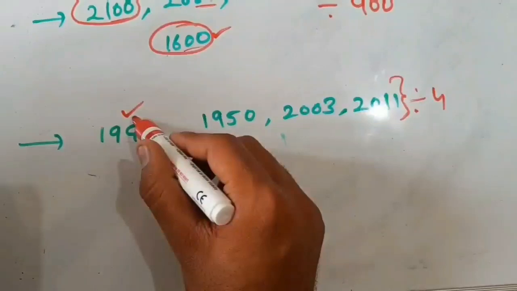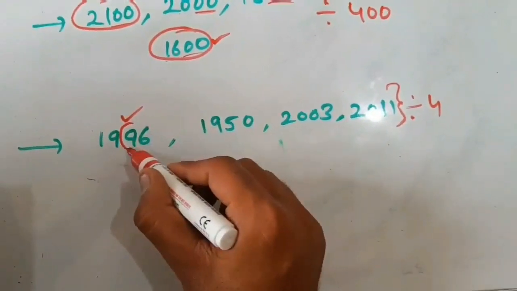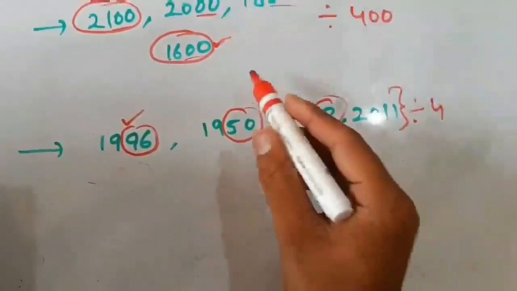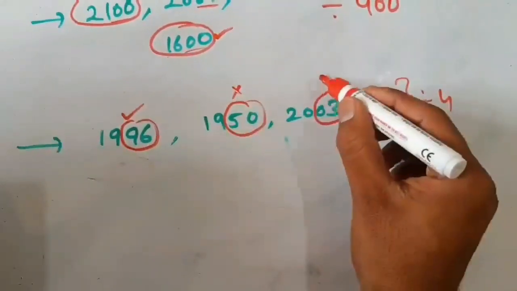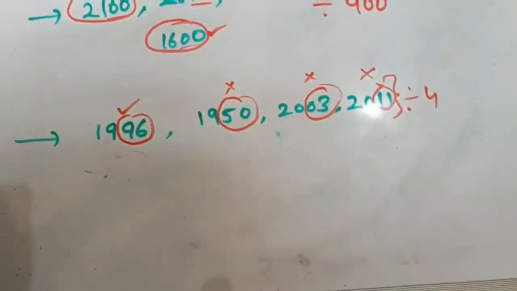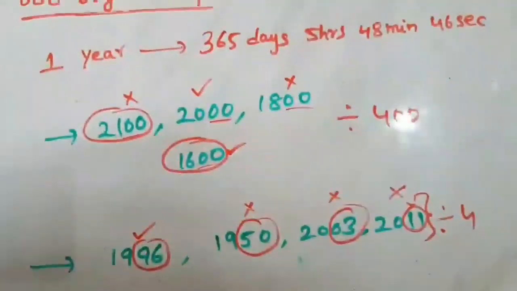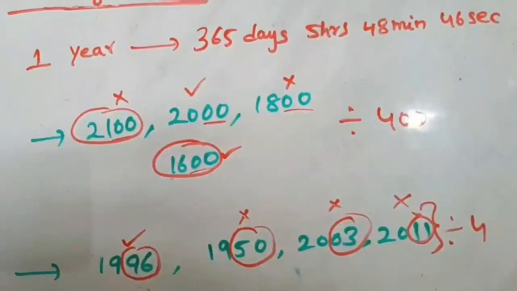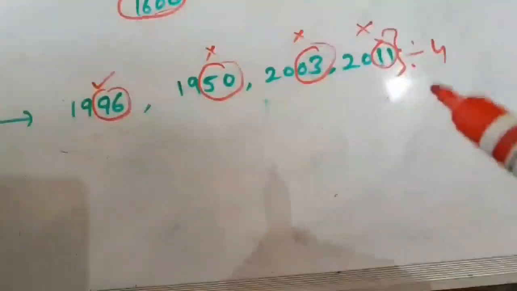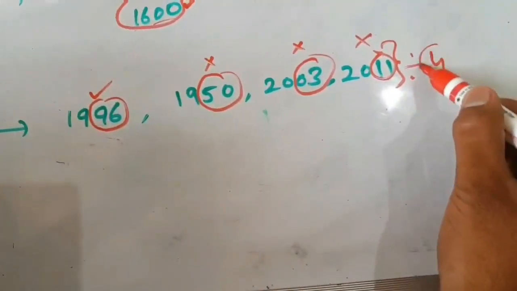Using the divisibility rule of 4, we have to check the last two digits. So this is not a leap year. This is not a leap year. This is not a leap year. Okay. For century years, if you want to check whether it is a leap year or not, we have to divide by 400. For normal years, we have to divide by 4.